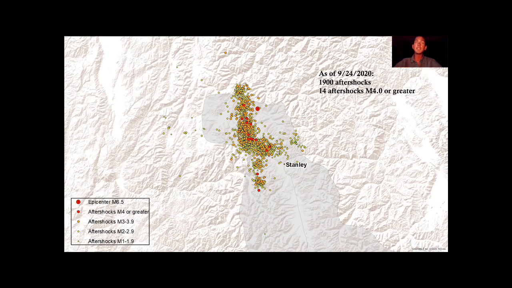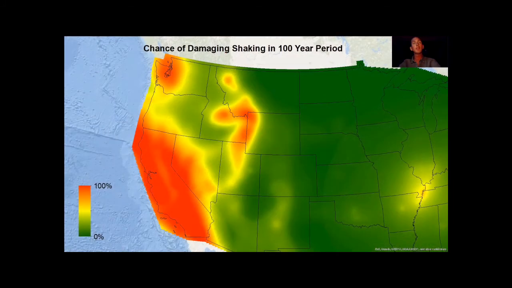And one of these was the 4.2 aftershock that triggered the collapse of that Barren Spire. And there have been 1,900 total aftershocks as of September 24th when I'm recording this.